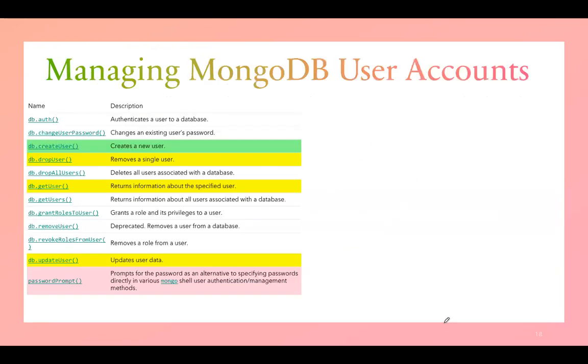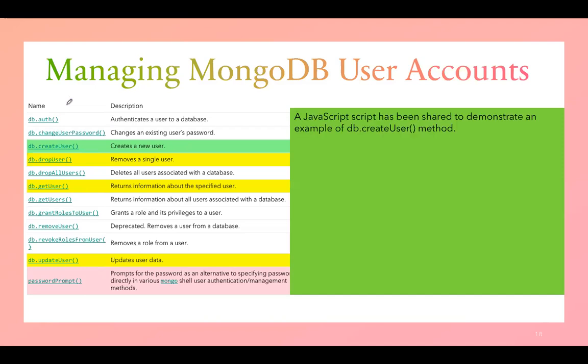Managing MongoDB user accounts: if you want to create a new user, you just use db.createUser, okay? And you know what to put here, those are the specifics you have to provide about the user credentials. Drop user, get user returns the user information of a specified user, and update user updates the user data. For example, one user has read access and he wants to be given both read and write access. How would you do that? Okay, password prompt, a whole lot of things you can do, and you can use this password prompt inside the database authentication, right? I showed you those examples. So these are some of the things, okay?